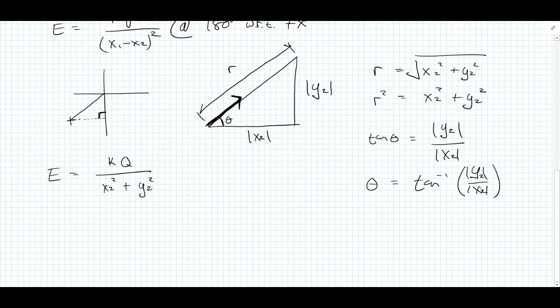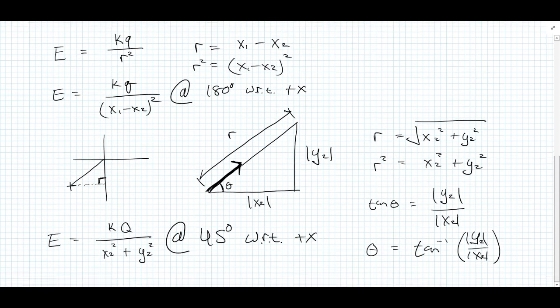Now, if I do it with the numbers that I have, I'm going to get the inverse tangent of 4 over 4, which is the inverse tangent of 1, which is going to give me 45 degrees. So that angle is 45 degrees. Now, that angle is with respect to the positive x-axis, because the positive x-axis points to the right. So this is plus x. So that means that I can say that the direction of that vector is 45 degrees with respect to plus x.